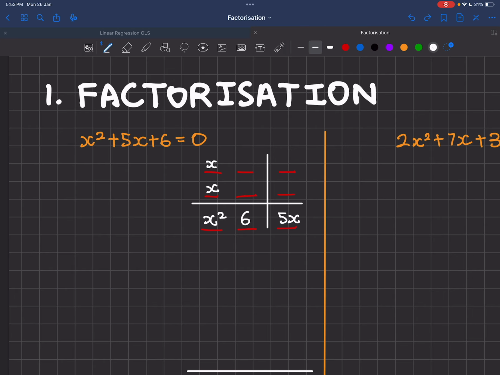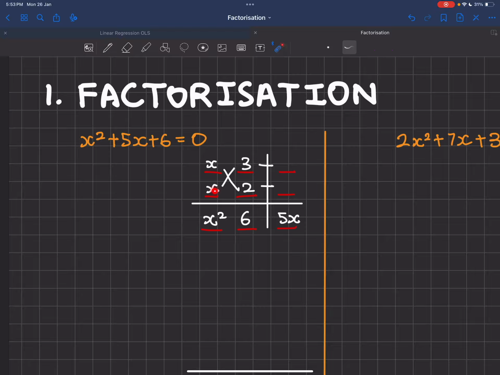What about 6? We can do 6 times 1. Or we can do 3 times 2. Or negative 3 times negative 2. So which one do you think will work? Probably 3 times 2, right? Because let's look at this.